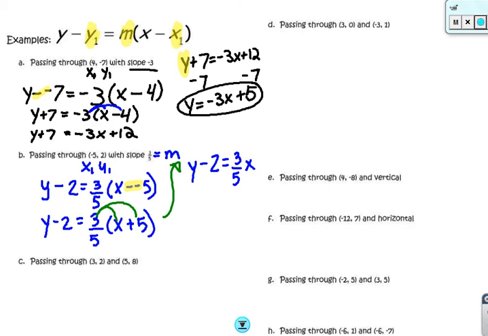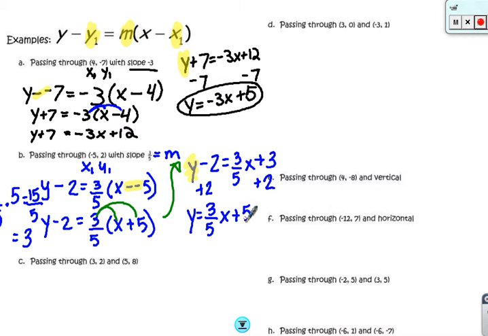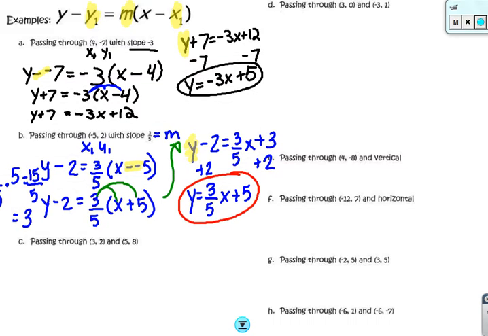Now when I take 3/5 and I have to times it by 5, you can cancel the 5s or you can multiply straight across. So if I multiply straight across, 3 times 5 is 15, over 5 is 3. So I have plus 3 at the end. So my final step then is I know I have to get y by itself, and in order to do that, I have to add 2 to both sides. And I can't add it to the x because that's an apple and this is an orange. So I get y equals 3/5 x plus 5. That's in slope-intercept form. I have a slope of 3/5 and I have a y-intercept of 5. That's my final answer.